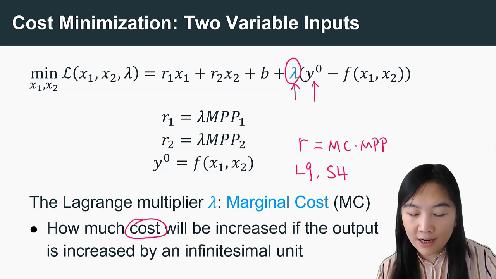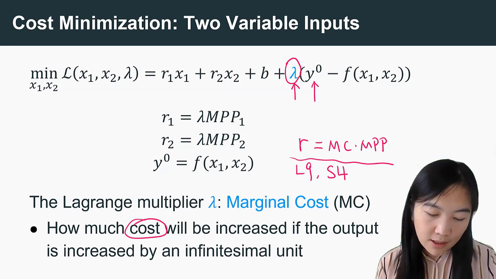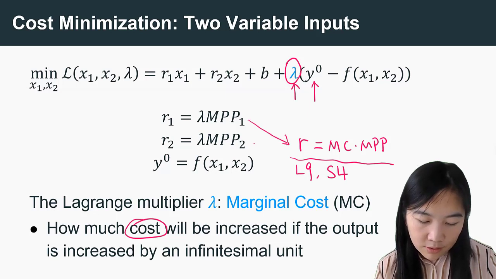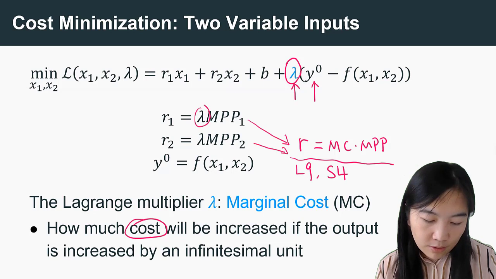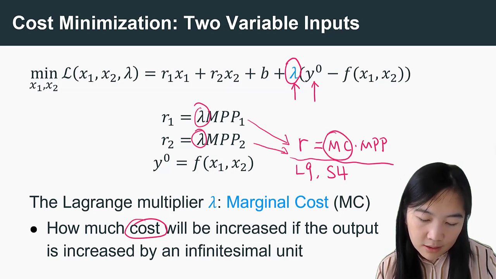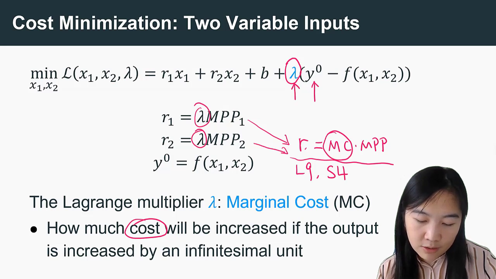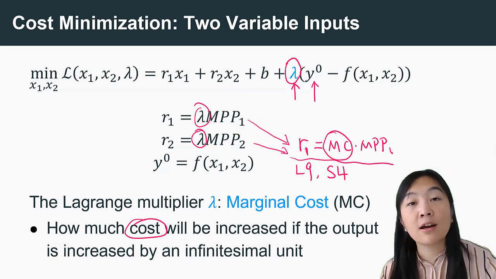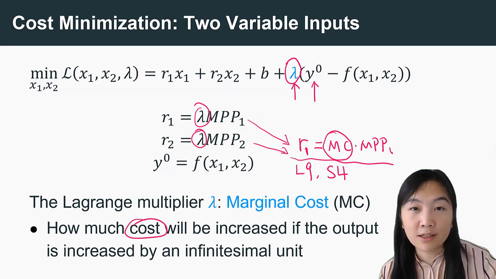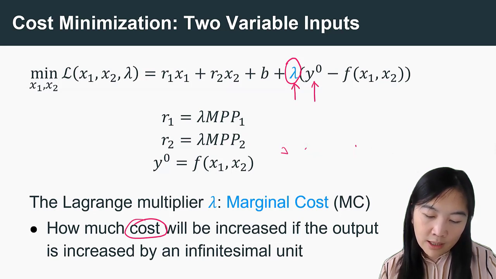And if you do check, this is true for the one input case. If you compare those two conditions with the one input case condition, you will find this lambda here is equal to the marginal cost. So in the two input case, you just put a subscript there, and that becomes one of your conditions for cost minimization.